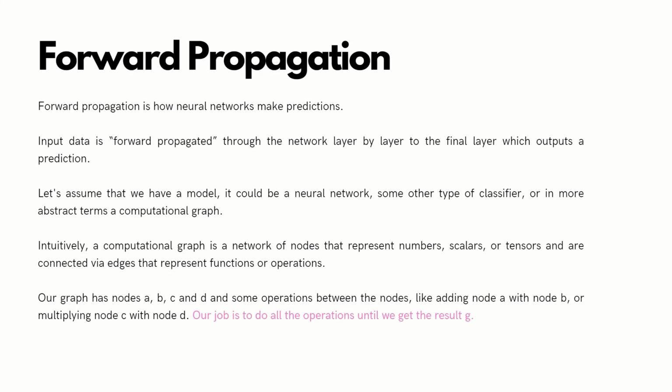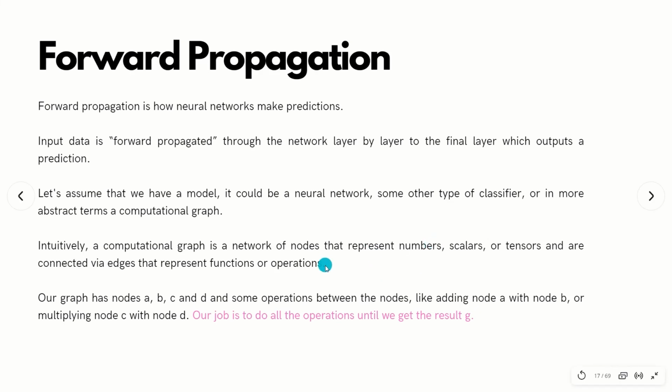In a similar way, when we are talking about a computational graph here, it is a network of nodes, and every node might represent a number, a scalar, or a tensor. And these nodes are connected to each other via edges. These edges represent the functions or the operations that you need to run between the nodes. Okay, for example, you want to add two nodes. So the branches or the edges will act as the functions or the operation that you need to run on them.